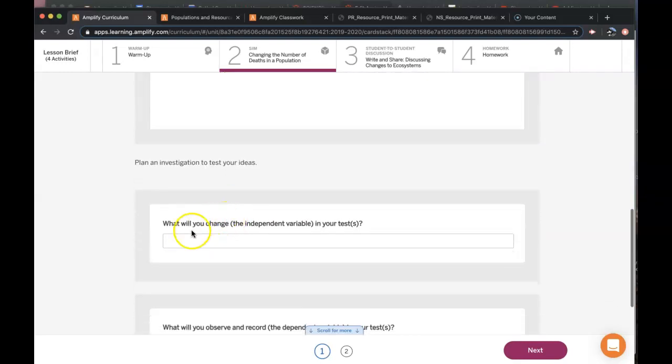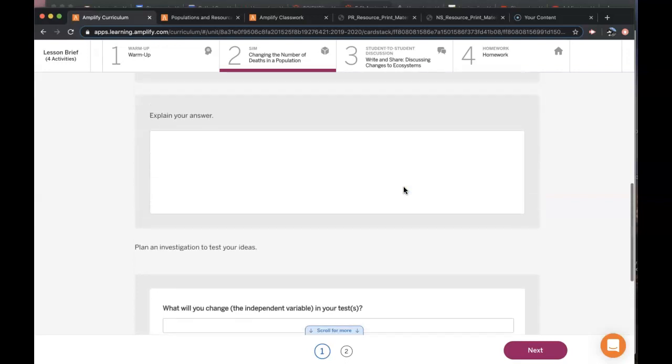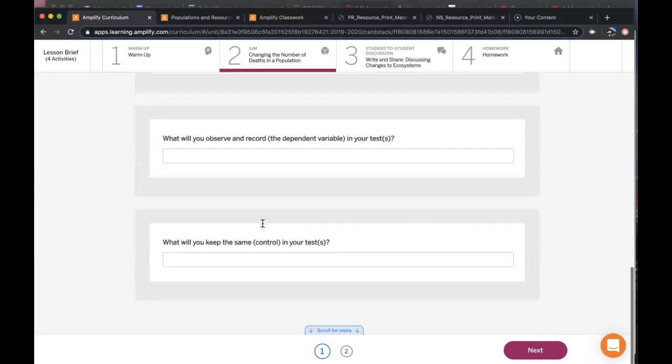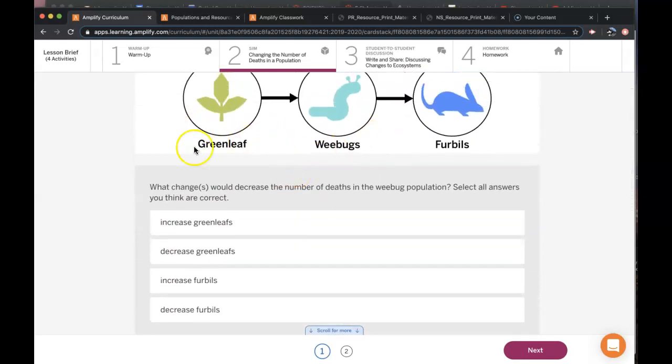What you change goes in this first one, and what you're observing is the dependent variable, the number of deaths in the WeBug population. You'll put that in there. And what you keep the same, if you're not changing something and you're not observing it, is considered the control.